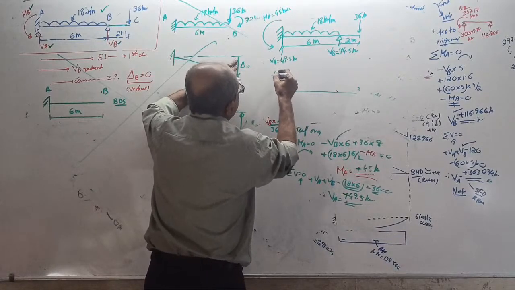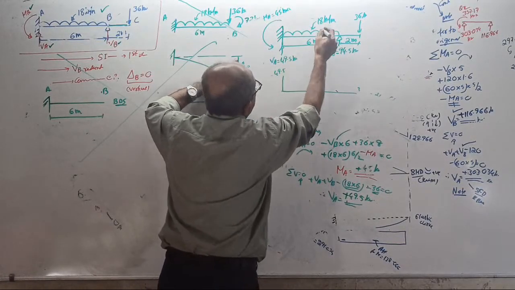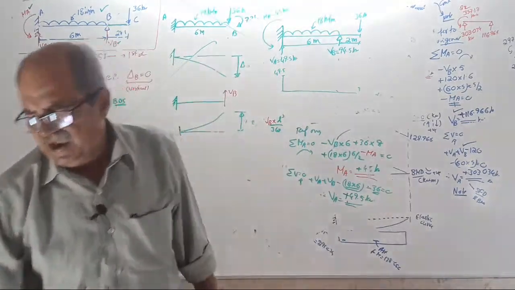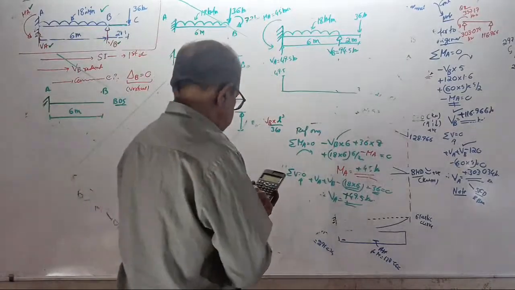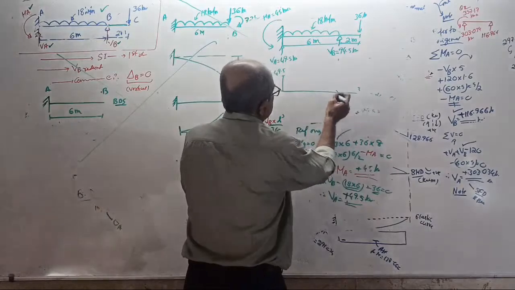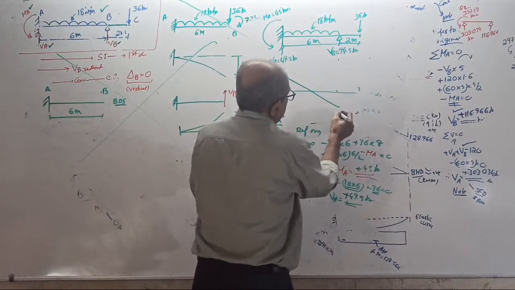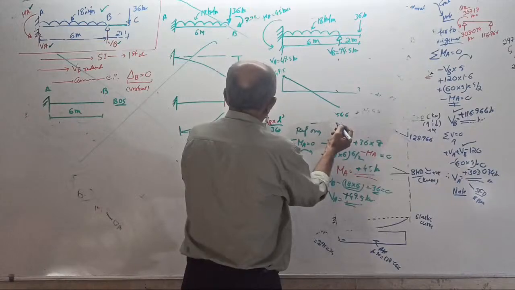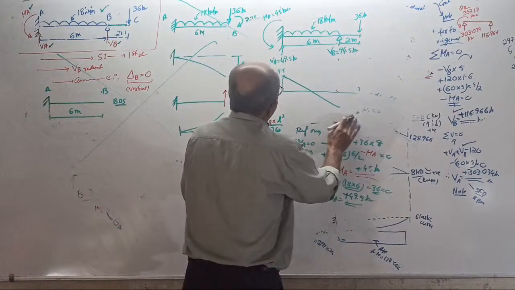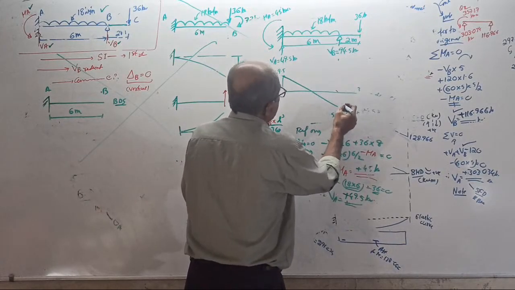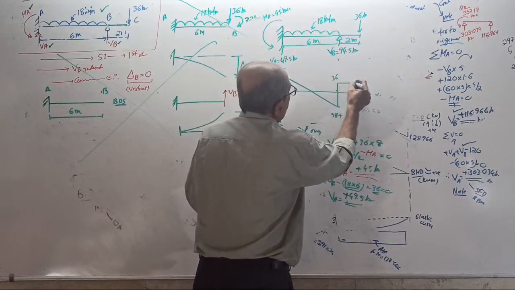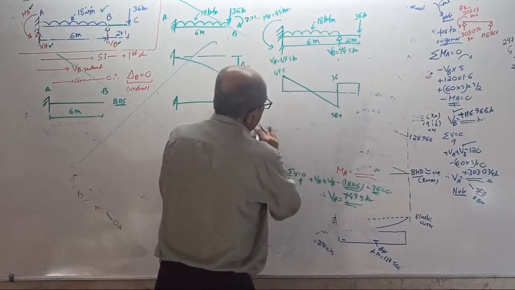Go up by 49.5, come down by 18 into 6. 49.5 minus 18 into 6 is minus 58.5. Go up by 94.5. This is 36. No load, come back. Draw the bending moment diagram.